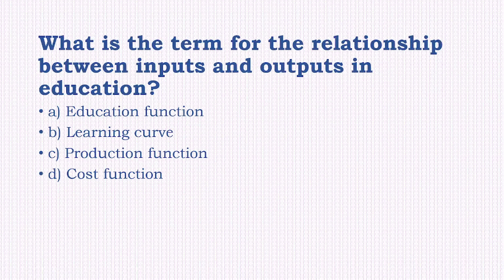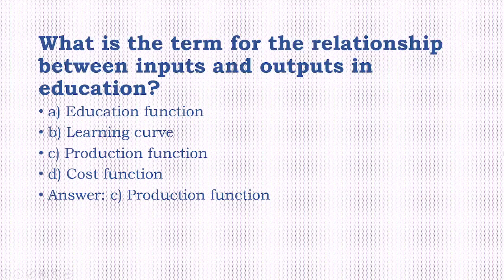Next, what is the term for the relationship between input and output in education? Options: education function, learning curve, production function, cost function. Answer of this question is option C, that is production function.